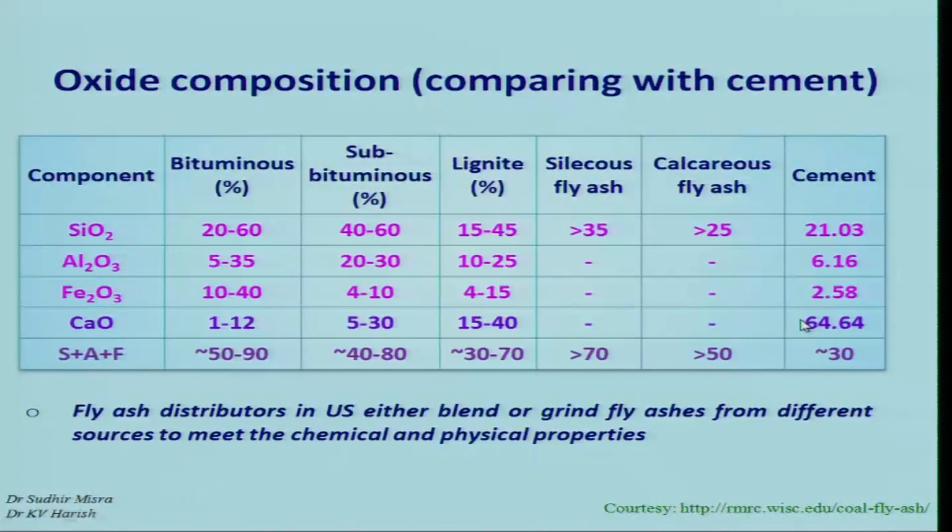Okay, this is important from the standpoint of quizzes or exams or assignments. So, it is suggested that the audience pay a little more attention to the important values that are mentioned for silicon dioxide, aluminum oxide, iron oxide, calcium oxide and S plus A plus F. So, in the case of cement, it has a lower S plus A plus F compared to fly ash, and in the case of calcium oxide, it has much higher amounts compared to the fly ash.